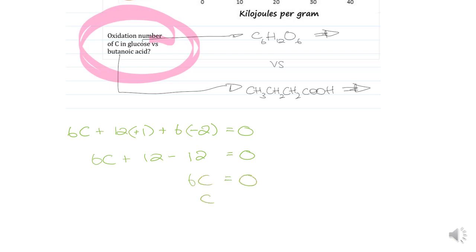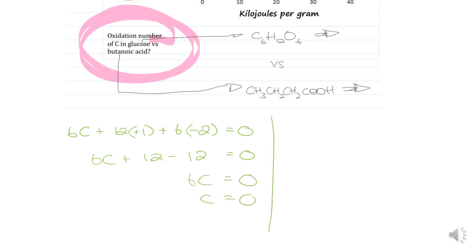So, oxidation number of carbon in glucose. It is 6 carbons plus 12 times plus 1 plus 6 times negative 2 equals 0 overall. So 12 times hydrogen is plus 1. So 6 carbons plus 12 minus 12 equals 0. So 6 carbons equals 0. So carbon is equal to 0.